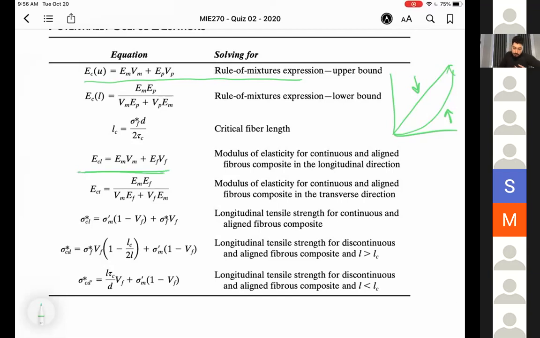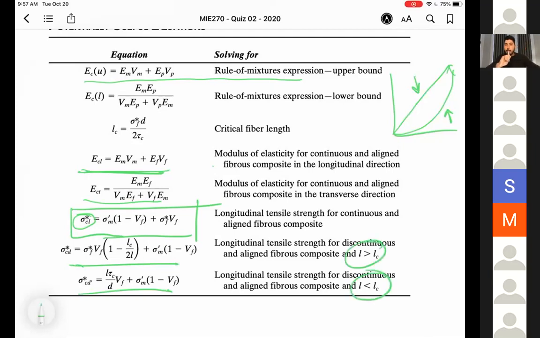This one right here is the one we also used. This is for your composite in the longitudinal direction. Again, this is a rule of mixture equation. This is the one for the transverse direction. This is the equation we used in part A, which is the longitudinal tensile strength for a continuous and aligned fiber. So this strength, sigma star CL, is the ultimate, or at the point of onset of failure. And then this one here is for discontinuous, and this one here is for discontinuous as well, depending on the length versus the critical length.